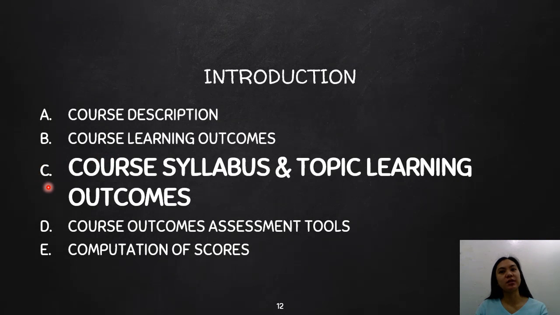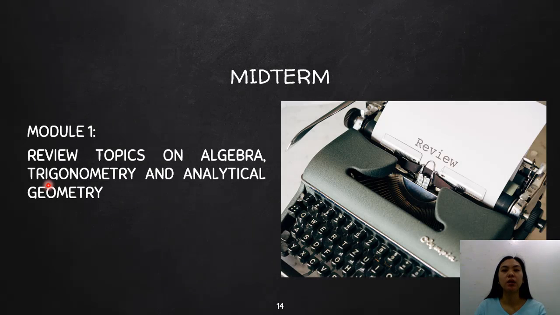So the third stop for this particular video, your course syllabus and topic learning outcomes. During the midterms, we are to cover your module number 1, which is just a review of topics on your algebra, trigonometry, and analytical geometry. I believe you already learned this or took this up in your high school years. So we would just go over it quickly because as it says here, it's just a review.